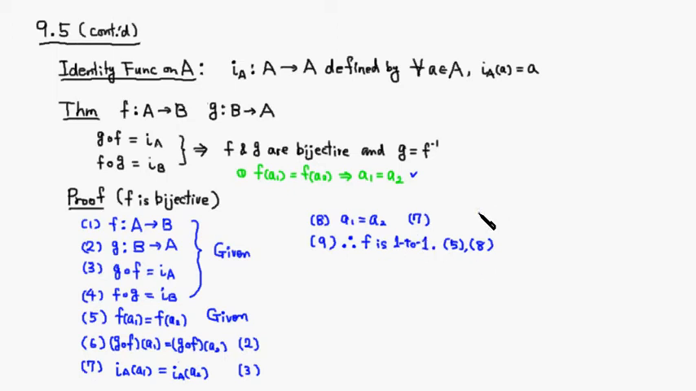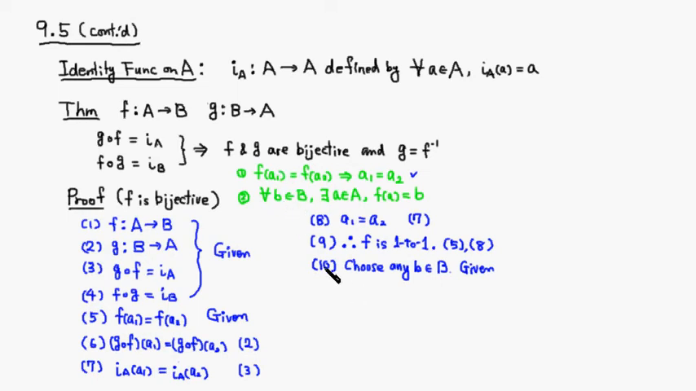So let's try to show that f is onto. What do we need to show? We need to show, number 2, that for all b in B, there exists at least one element a in A such that f of a is equal to b. That's the definition of f being onto. Let's do that. First, choose any b in B, since it has to be true for any b.